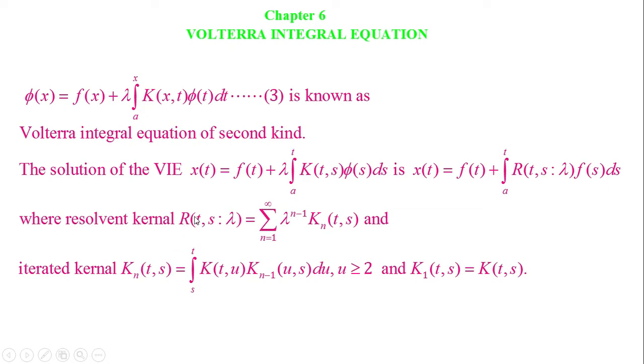And the resolvent kernel is defined as summation over n from 1 to infinity of lambda to the power n minus 1 k n of t s, and the iterated kernel is defined as integration over s to t of k of t u k n minus 1 of u s du for n more than or equal to 2. And the first iterated kernel is defined as the kernel, that means k of t s.